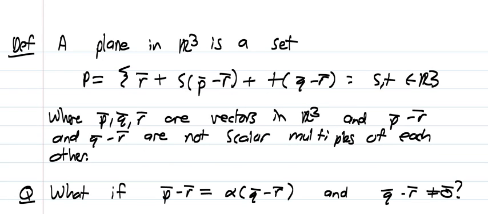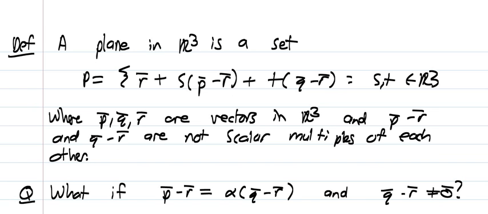But here is the definition we're going to use in 1 to 4. We're going to say a plane in 3D is a set of points of the following form. P is the set of points of the form R plus S(P minus R) plus T(Q minus R), where S and T are real numbers. R, P, and Q are vectors in R3. S and T are parameters, so they are known or unknown real numbers. But we also need to add to our definition that the vector P minus R and the vector Q minus R should not be scalar multiples of each other. This is very important. This is our definition.